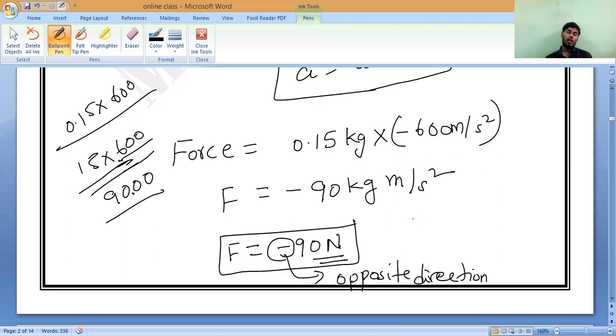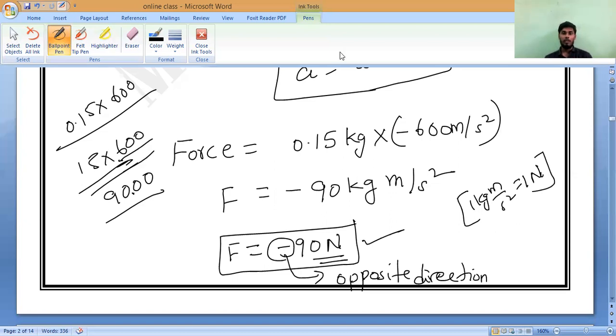So now all of you write it. This is the force exerted by the ball on the palm, 90 newtons. Why is it so? We know that 1 kilogram meter per second square equals how much? 1 newton. Please write it.